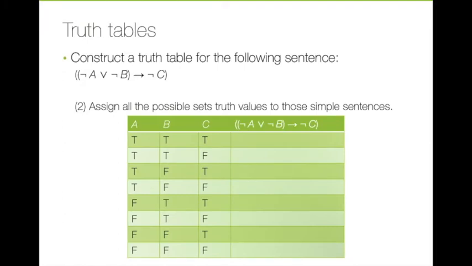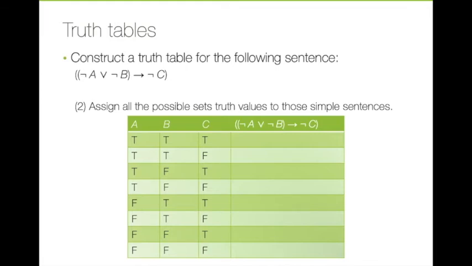The next step is to assign all the possible valuations to our simple sentences. So to get a different set of truth values in each row, we need 2 to the n rows according to our rule, and n is the number of simple sentence letters. That means we need 2 to the 3, or 8, total rows.